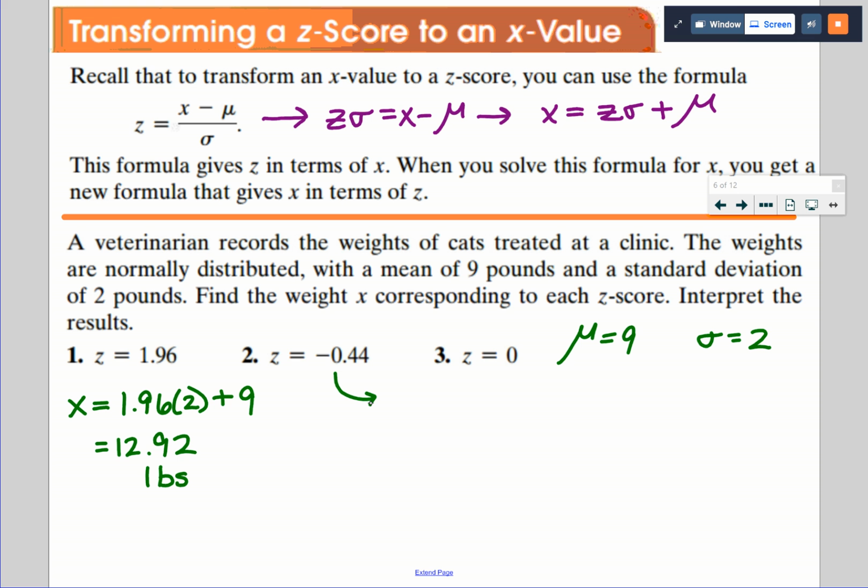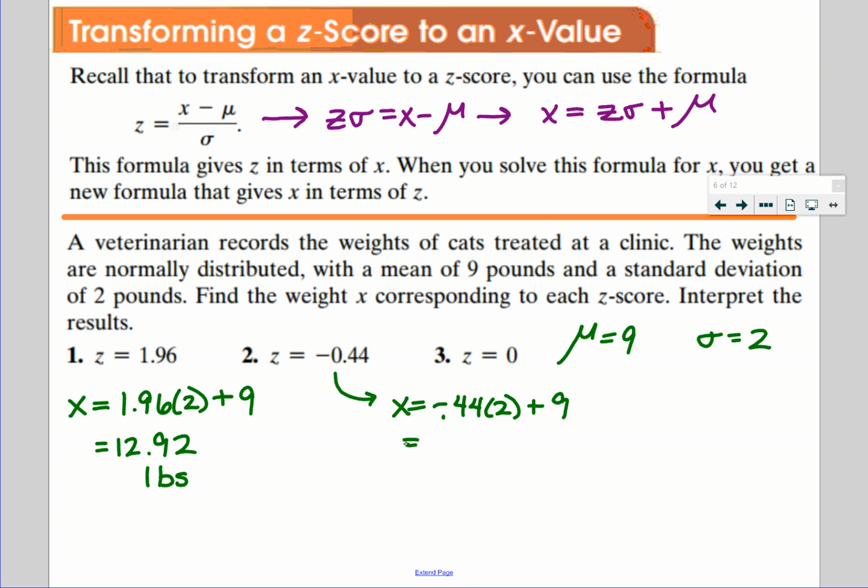All right, let's do one more. If I have a z-score of negative 0.44, negative 0.44 times my standard deviation 2 plus my mean, 8.12 pounds. If you have a z-score that is positive, you should have a data value that's to the right of the mean. If you have a z-score that's negative, you should have a data value that is to the left of the mean. So that's a good way to check it, right? Because that's what z-scores tell us. Positive is to the right, negative is to the left, above or below. Questions converting to an x?